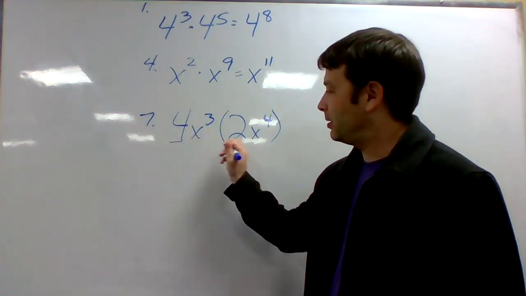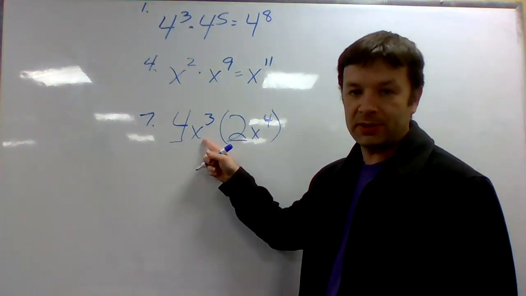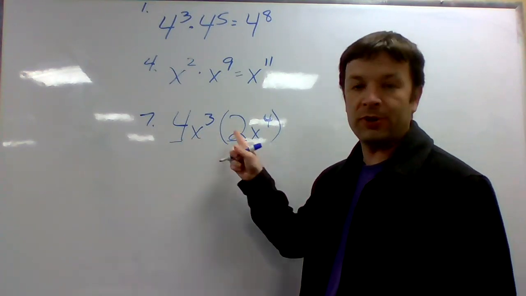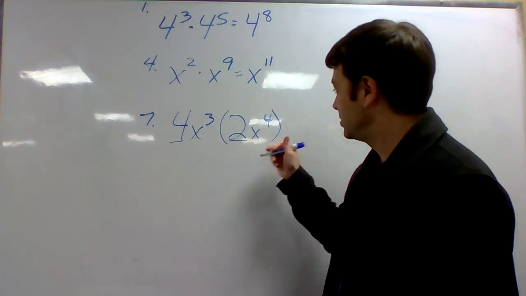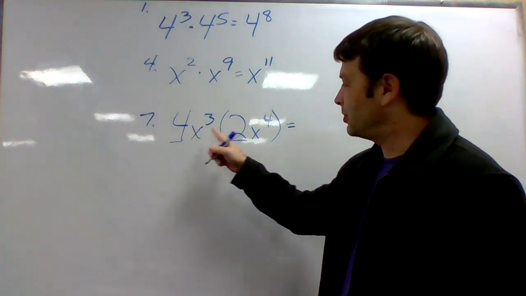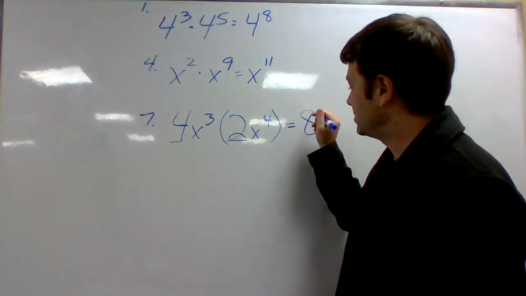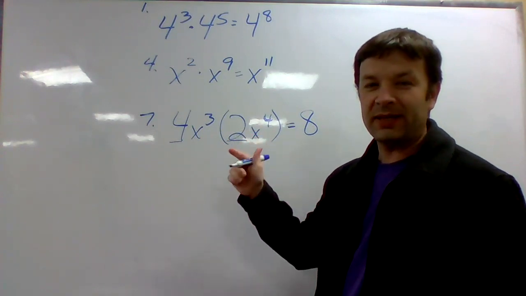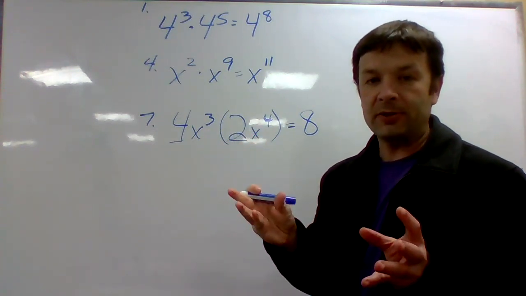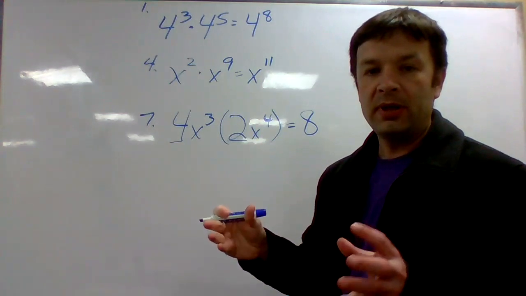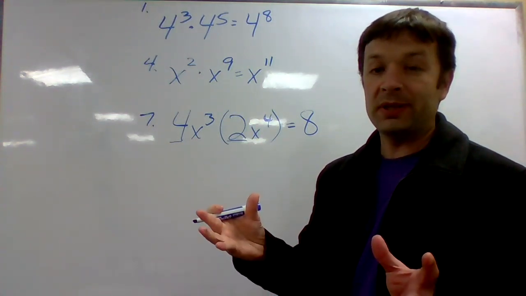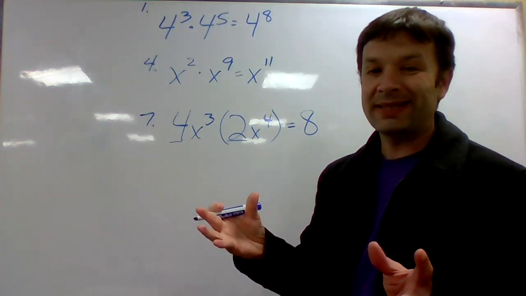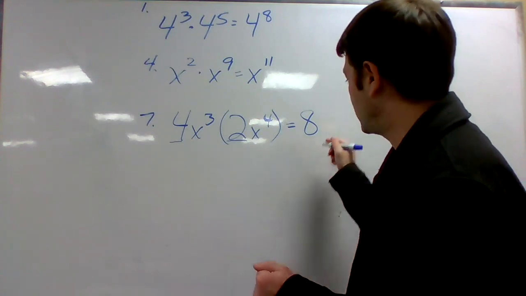So, I don't know what 4 times x cubed is. I can't do anything. But I do know what 4 times 2 is, right? That's something we can do. 4 times 2 is 8. And then x to the third times x to the fourth, I can simplify that a little bit, just like number 4. x^3 times x^4 is x^7. Just add the exponents together.